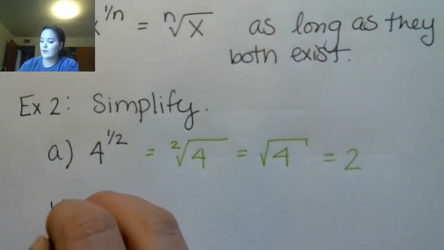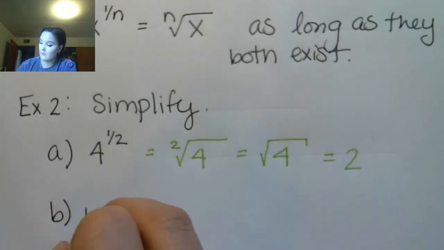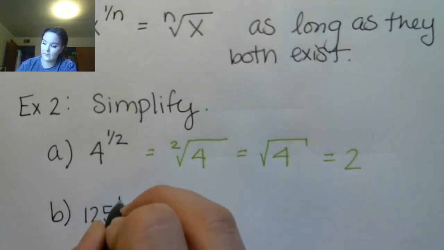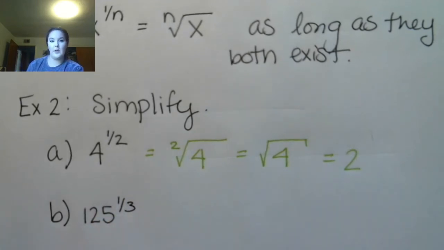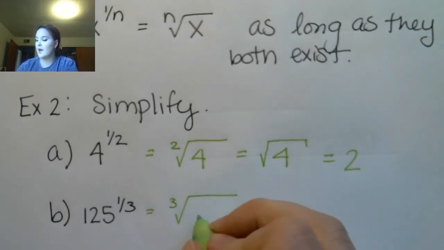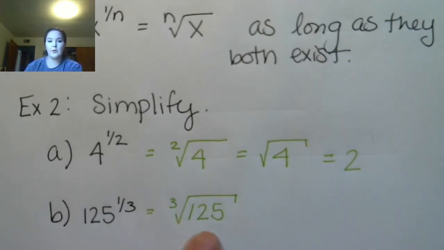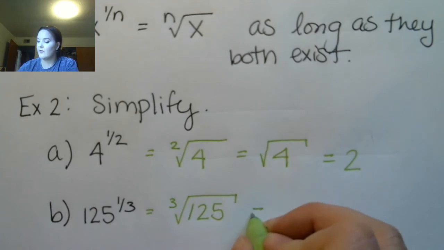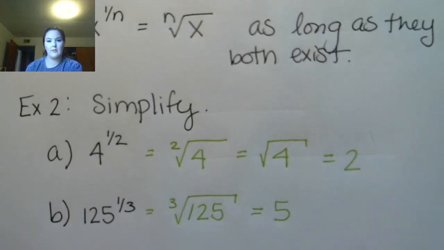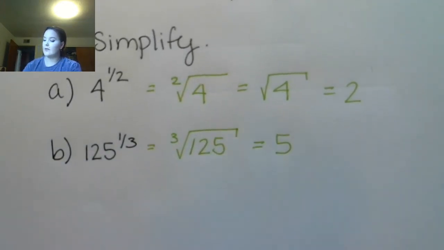Let's look at another example of this. Again, the denominator becomes the index, and then the base becomes the radicand. So the cube root of 125, well, that's going to be 5. Just a couple more examples of this.